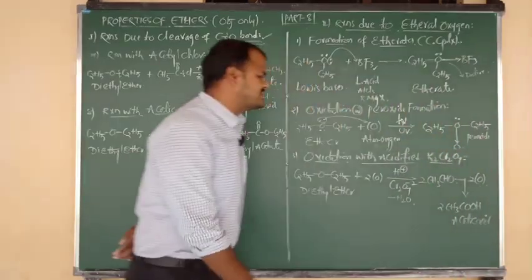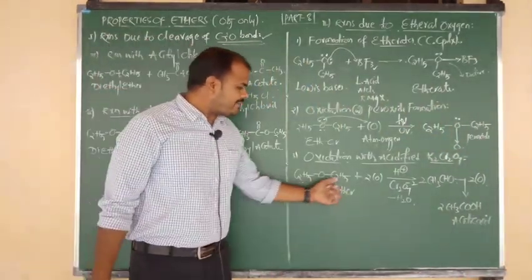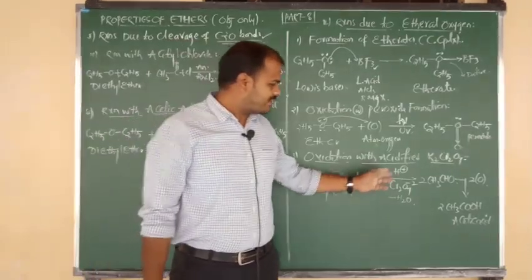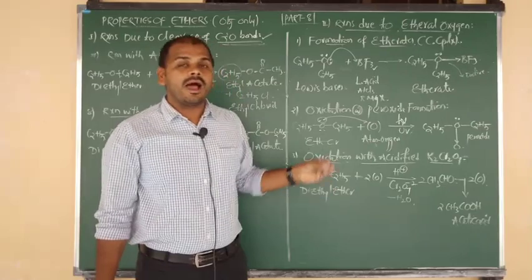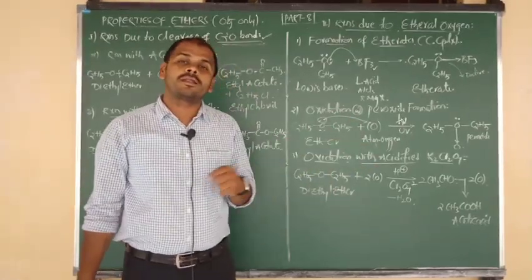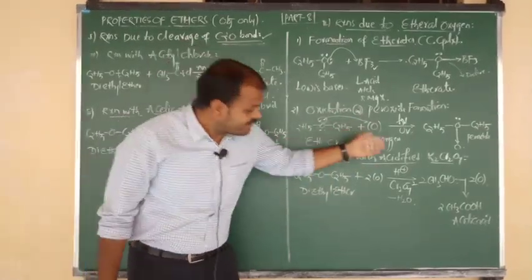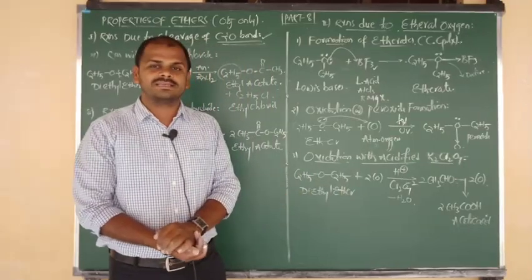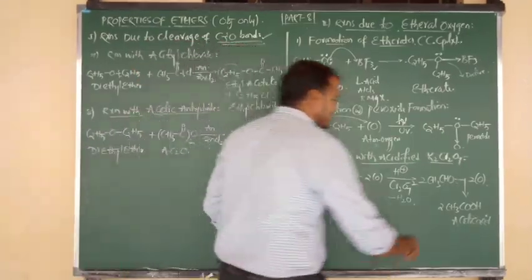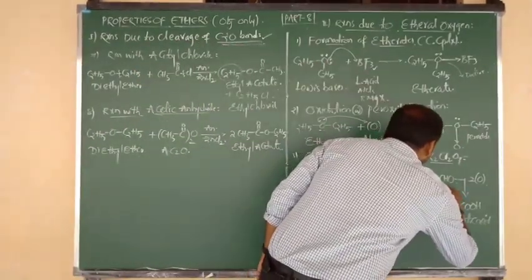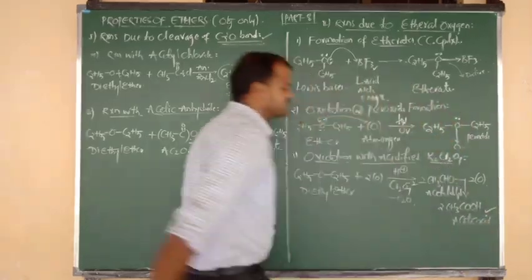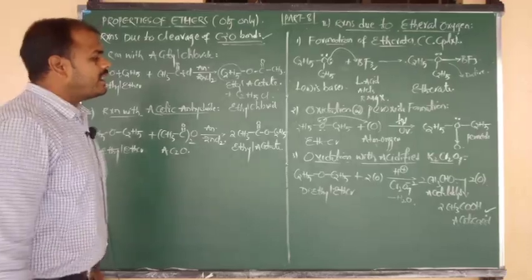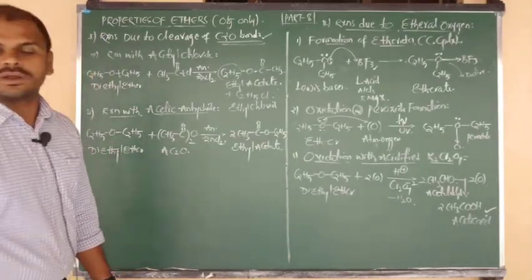So once again, the statement: diethyl ether upon oxidation with acidified potassium dichromate gives acetaldehyde, followed by another oxidation, and finally changes into carboxylic acid, that is nothing but acetic acid. And the intermediate here is acetaldehyde, and the final product is acetic acid. In that manner, we can do the oxidation of ethers.